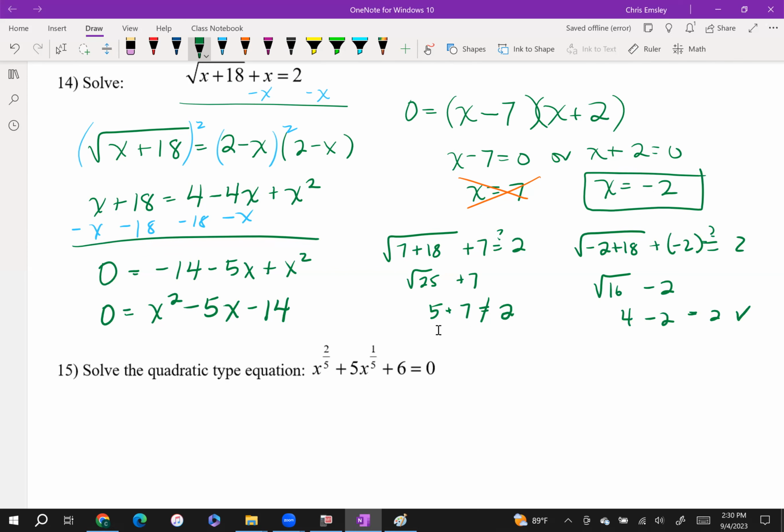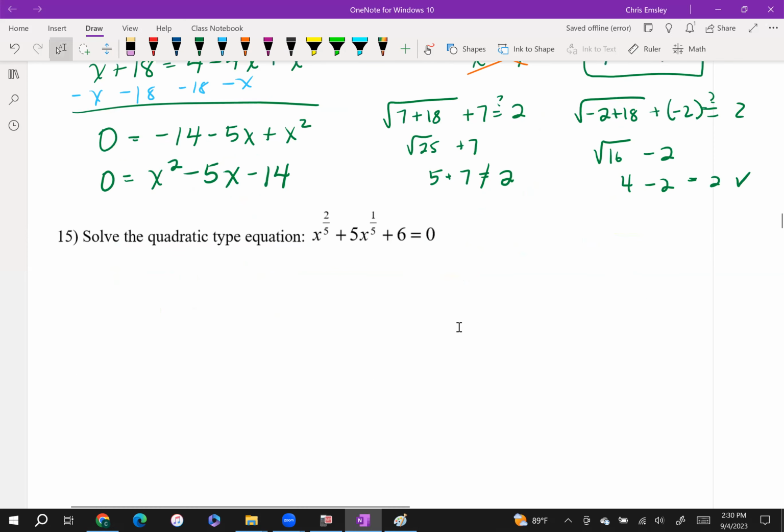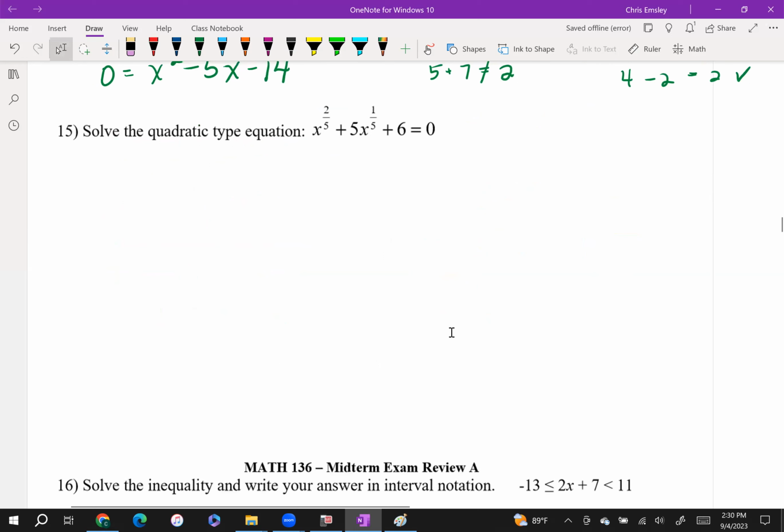Next up, the directions give us a little hint. I like that. Solve this quadratic type equation. So this is one of these equations that we can rewrite and then use our quadratic solving techniques on it. What I notice here is that this middle variable, x to the 1/5, if I square that variable, I get x to the 2/5. That's why this is a quadratic type equation.